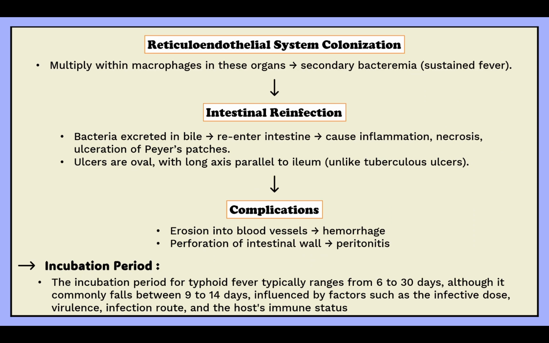Following primary bacteremia, the bacteria disseminate and colonize various organs rich in reticuloendothelial cells, including the liver, spleen, bone marrow, and gallbladder. They continue to multiply within the macrophages in these organs, leading to a sustained release of bacteria into the bloodstream, which is termed secondary bacteremia.